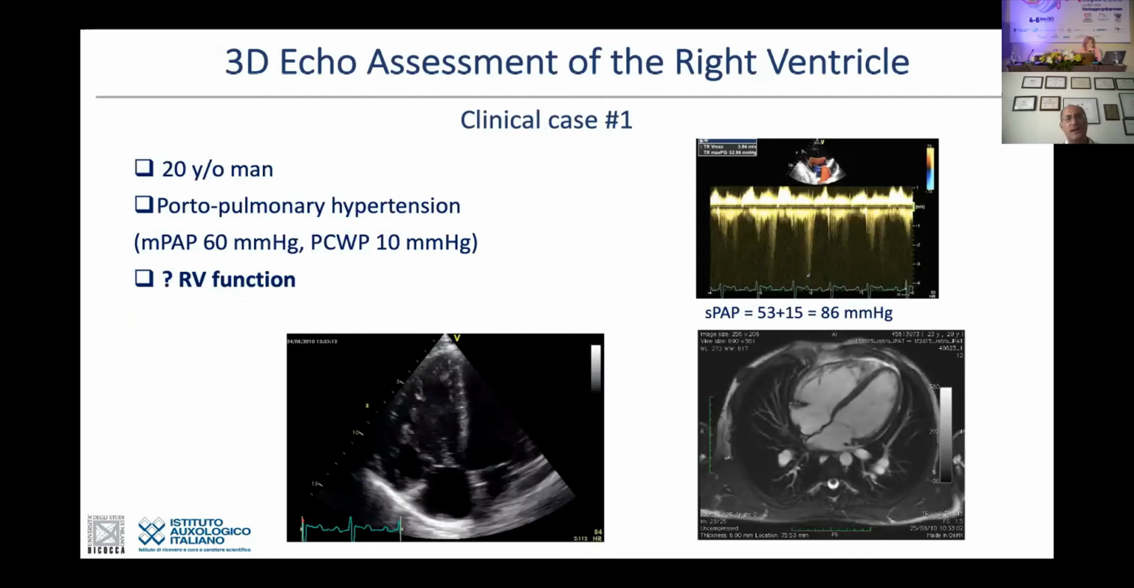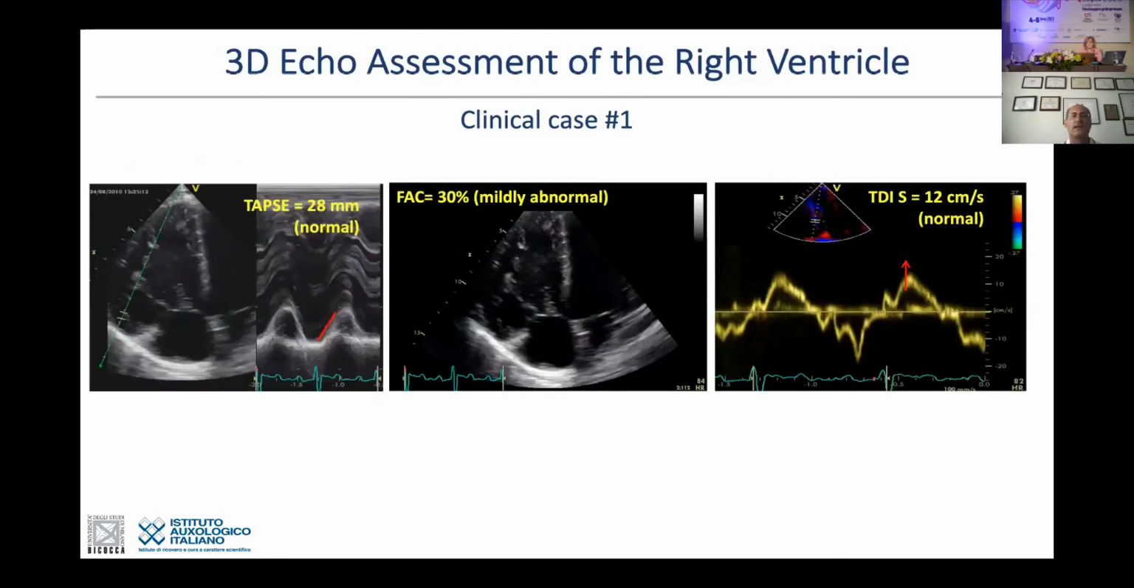You see here an example. This young man with pulmonary hypertension coming to the echo lab for the assessment of the right ventricular function. And according to the different recommended measurements of the right ventricular function performed with conventional echocardiography, we have that with the TAPSE, the right ventricle seems quite good, normal or supernormal.